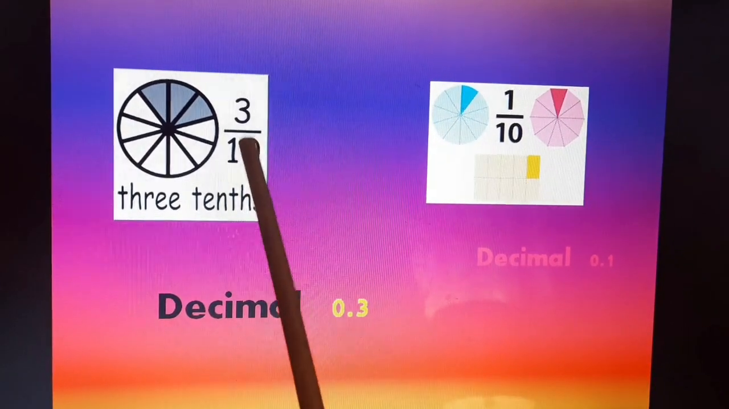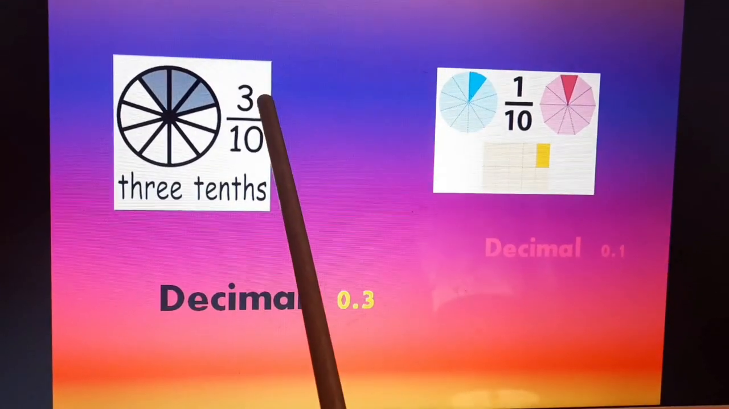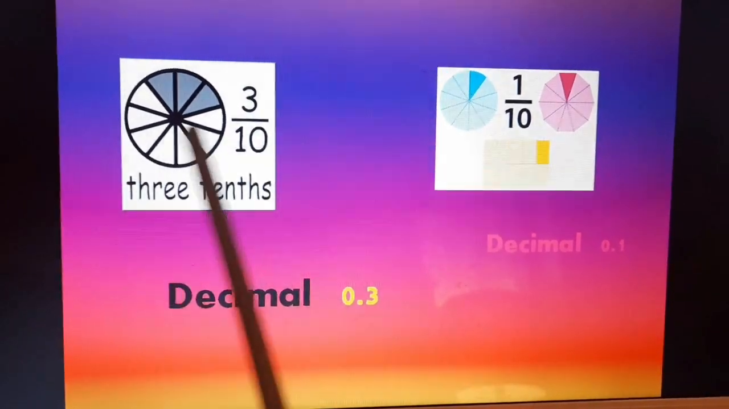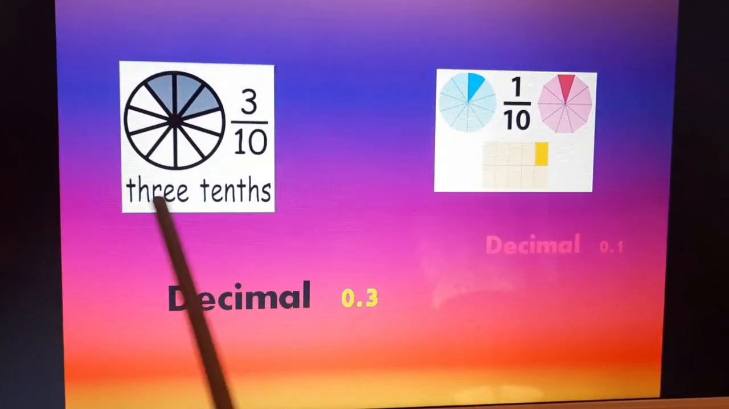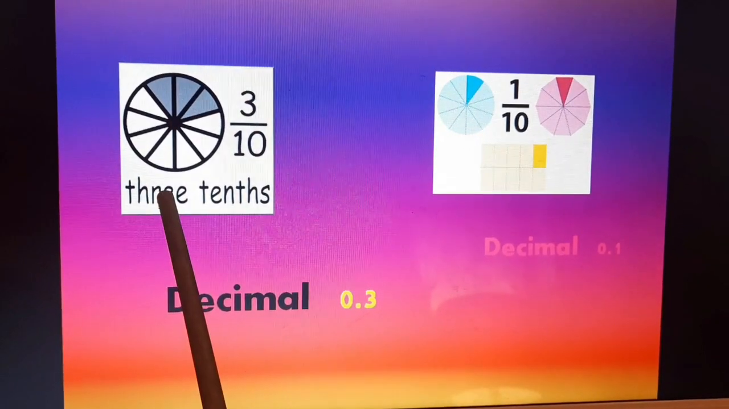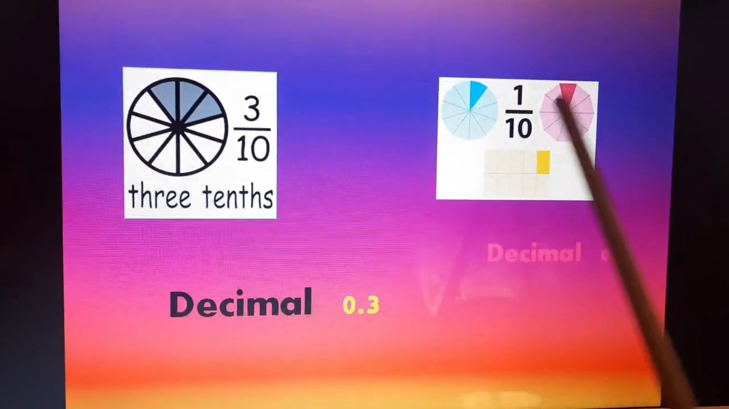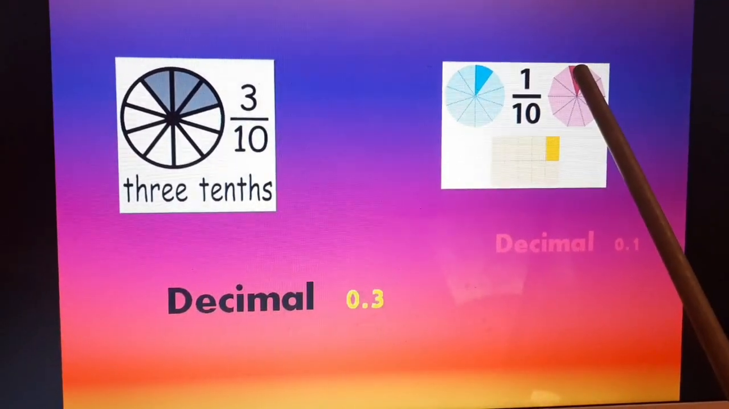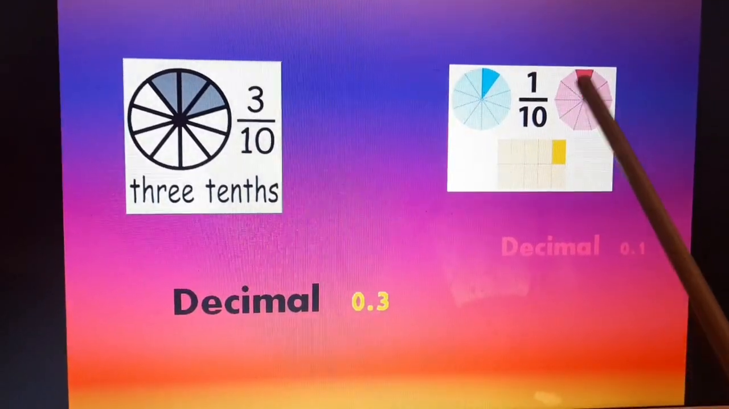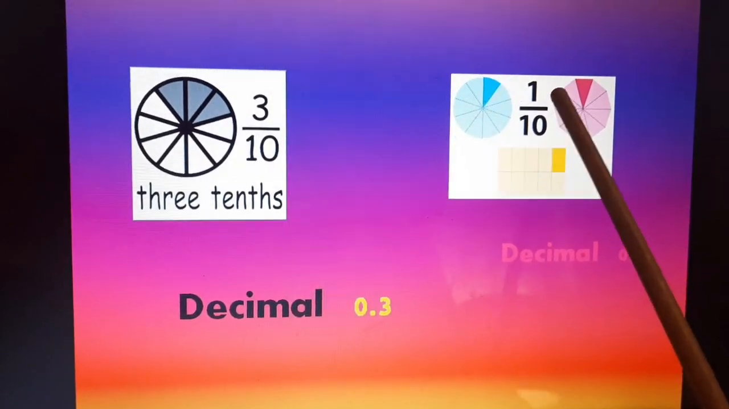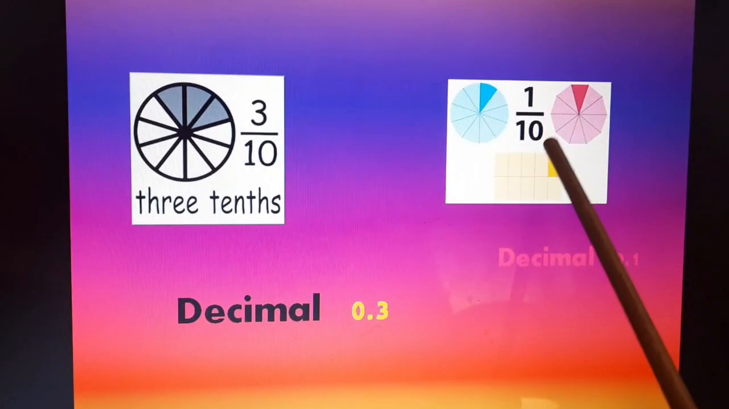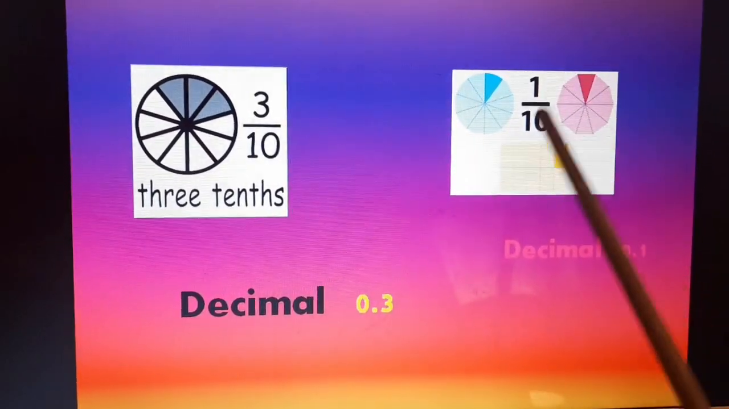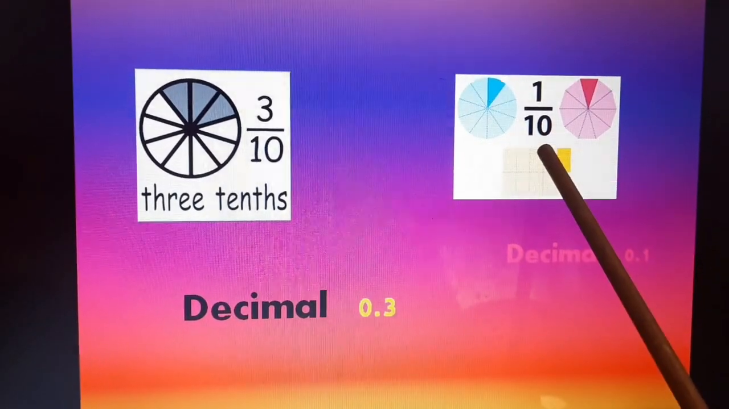How can we read this fraction? We have 3 parts out of 10 parts. 3 tenths. Okay, here. How many colored parts? We have only 1 colored part out of 10 total parts. 1 out of 10. How can we read this fraction? 1/10.